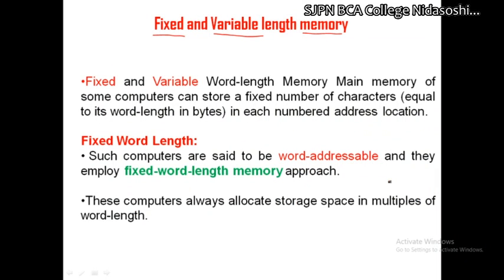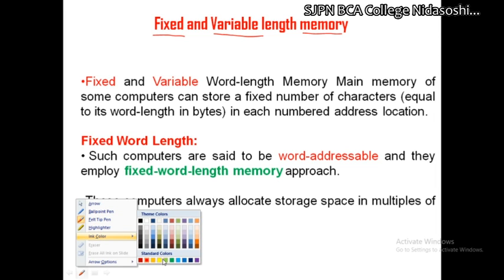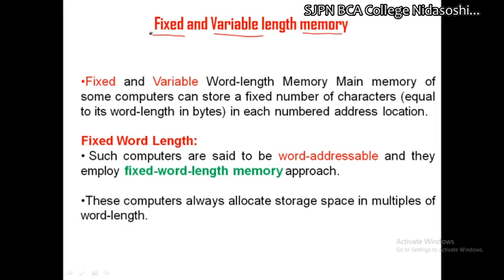Now here there is a concept, fixed and variable length memory. What is fixed and variable length memory here? See, fixed means we cannot change, right? Fixed means fixed or static. Variable means we can change, automatically it can change. Then length, it has some length.